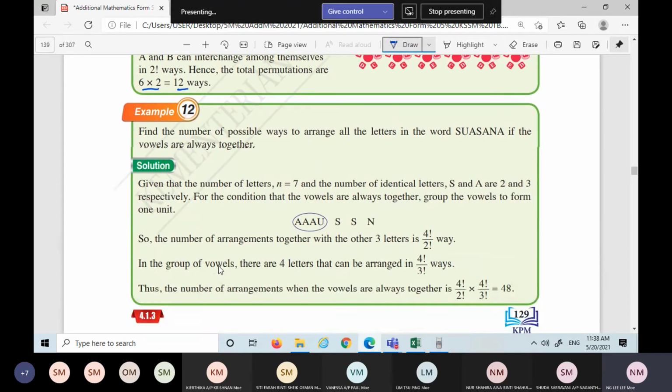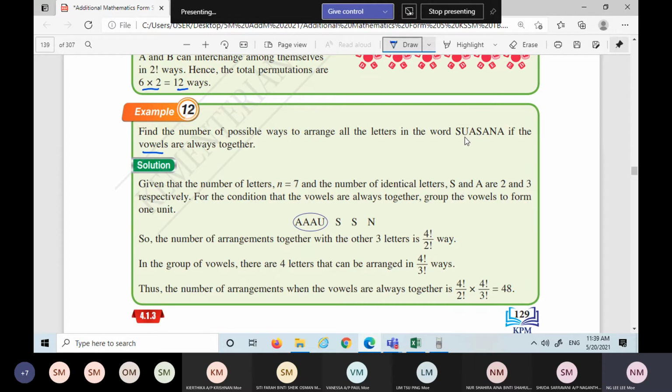Now we look at example 12. Find the number of possible ways to arrange all the letters in the word SUASANA if the vowels are always together. This one is confusing because you are involved with identical objects, and they want this condition some more. But don't worry, we do it step by step.